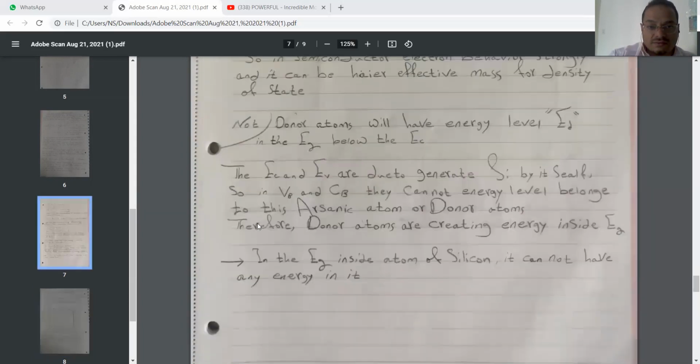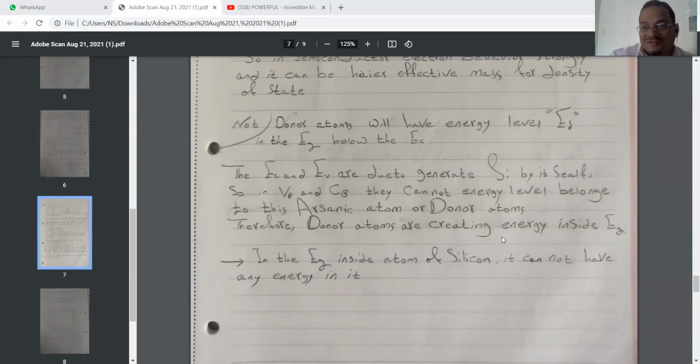Now let's come back here. Like I said, the conduction energy band and valence energy band are due to the silicon itself. So the valence band and conduction band can't have energy levels belonging to the arsenic atom or donor atoms. Therefore, donor atoms create energy levels inside EG. The most important line here: donor atoms create energy levels inside the energy band gap, like in the last lecture when acceptor atoms created EA inside the energy band gap.